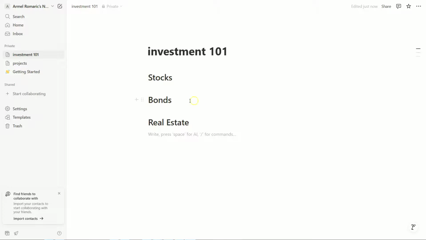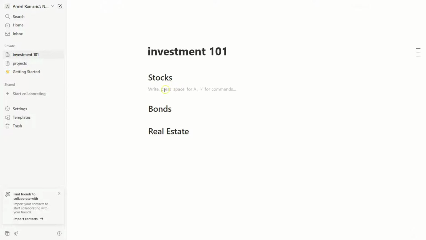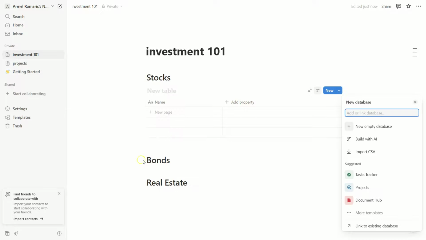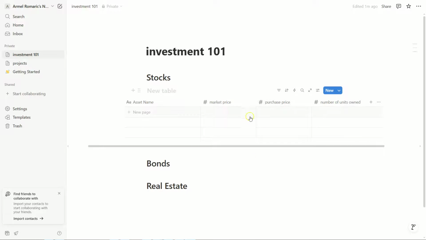Now that we've done that, let's add in our assets. For each asset, make a new entry in the corresponding section. Include the name of the asset, the purchase price, current market price, and number of units owned. The reason we do this is to have all our investment data in one place, making it easier to track performance.